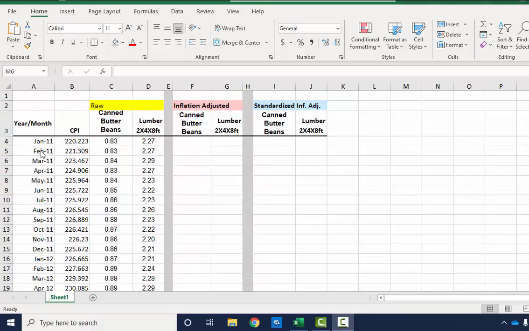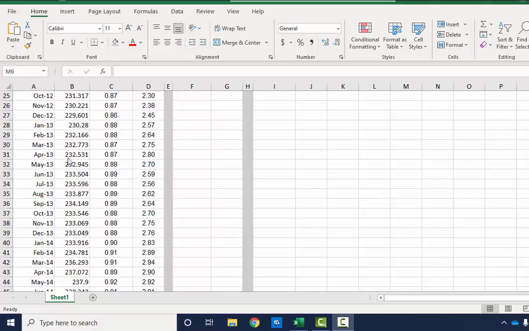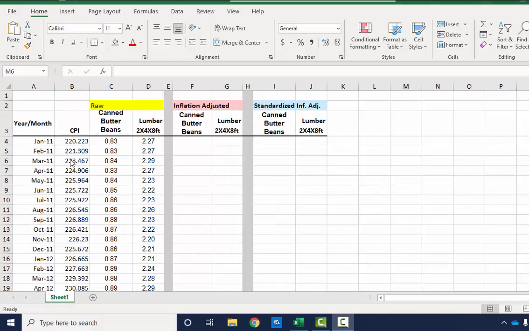It'll be easier. The consumer price index that you need is already in course documents in Blackboard. You notice I have the CPI for every month, and I got that from the Bureau of Labor Statistics webpage, but you don't need to do that. The CPI that you need is already in course documents in Blackboard.